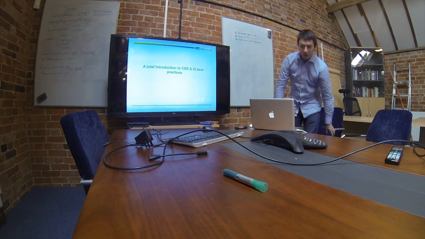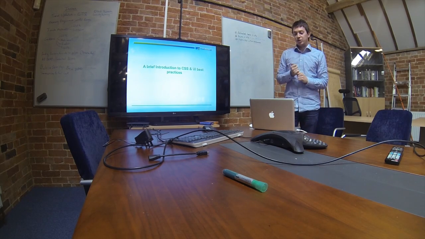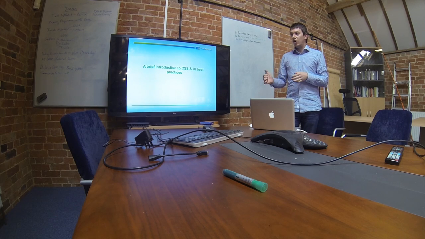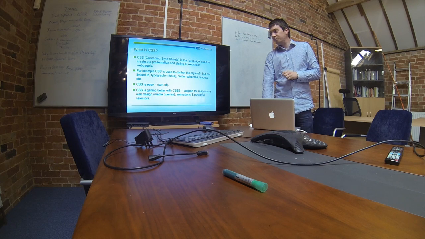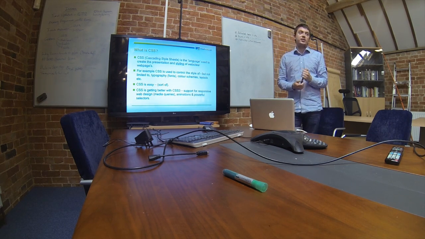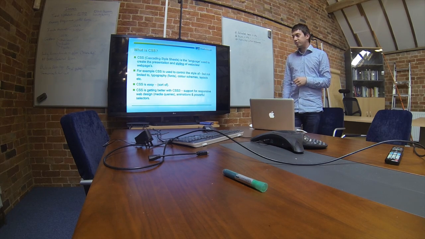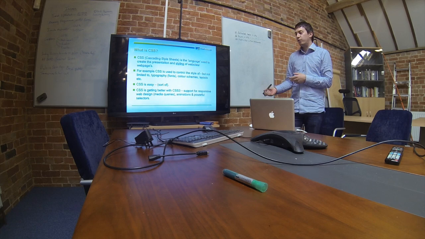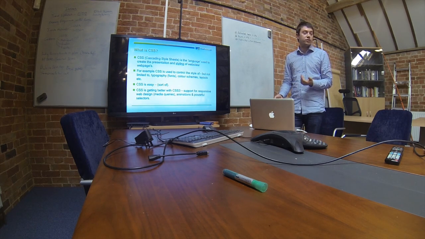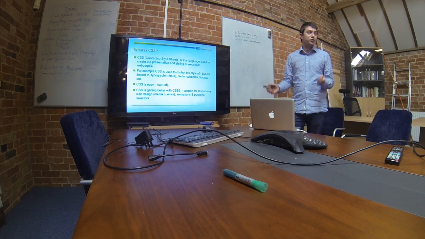Okay, so I'm just doing a little brief introduction to CSS and UE best practices. It's all going to be fairly high level stuff, so really basic, really sort of brief, just to get your feet wet, toes wet. So CSS, I think most of us know what CSS is. For the ones of us that don't, it's just cascading style sheets, and it's the language used to create the presentation and styling of web pages and websites. So it's used to control the style of, but not limited to, typography, fonts, colour schemes, layouts, and all that sort of things.